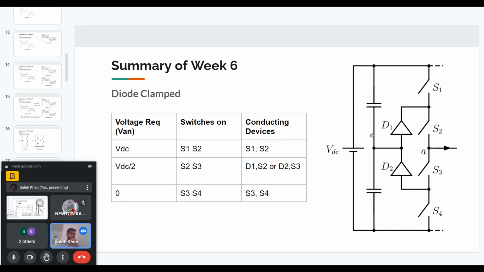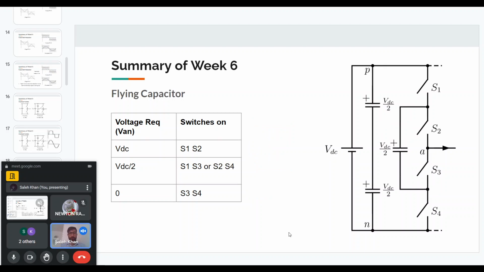So we'll get VDC by 2 at the output. So this is how the diode clamped multi-level converter works. And for higher levels, we will just have to add more devices, and then you can figure out which device will conduct in what case. So this was diode clamped.